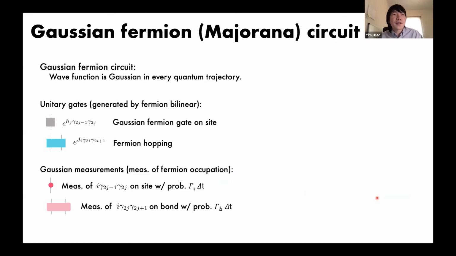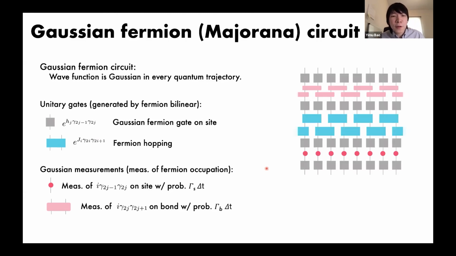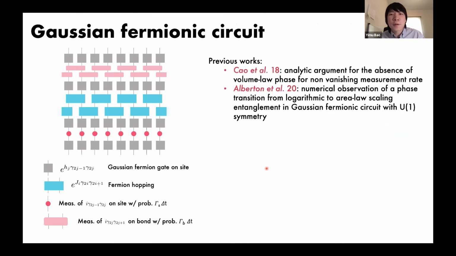So now I'm going to talk about the very last part, which is about the Gaussian fermion circuit. I'm considering a particular type of Gaussian fermion circuit, where each wave function in this dynamics is always Gaussian. The restricted type of unitary I can use is a Gaussian fermion gate on site, or a fermion hopping gate, which is generated by Majorana bilinears across different sites. I'm going to perform Gaussian measurements, basically measurements of the fermion occupation in this circuit, which is either the fermion occupation on site or on bond. This circuit only conserves the Z2 parity symmetry. There has been previous work studying this, showing that there actually cannot be any volume law phase for any non-vanishing measurement rate.